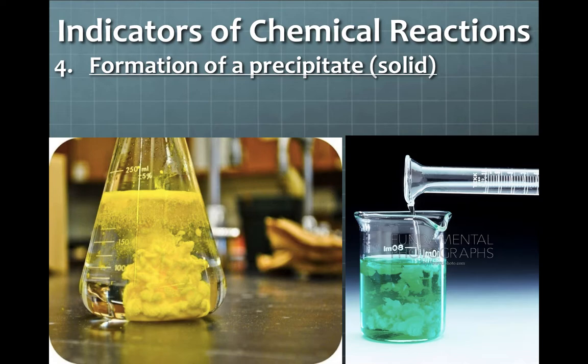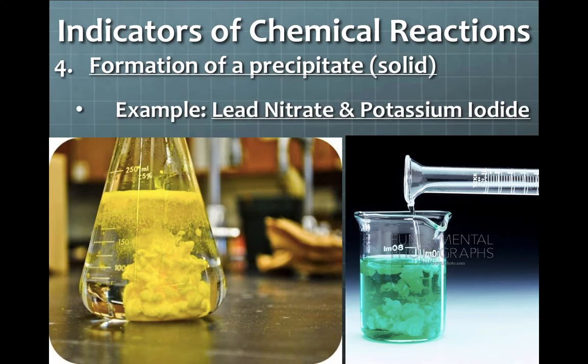Next one would be the formation of a precipitate, which we call a solid. You guys have seen this in the lab thousands of times this year. The picture on the bottom left with the yellow cloudy looking thing, that was when you did this earlier, when you mixed lead nitrate and potassium iodide together. The nitrate and the iodide switch positions and you form something called lead iodide, which is that yellow solid cloudy looking thing.